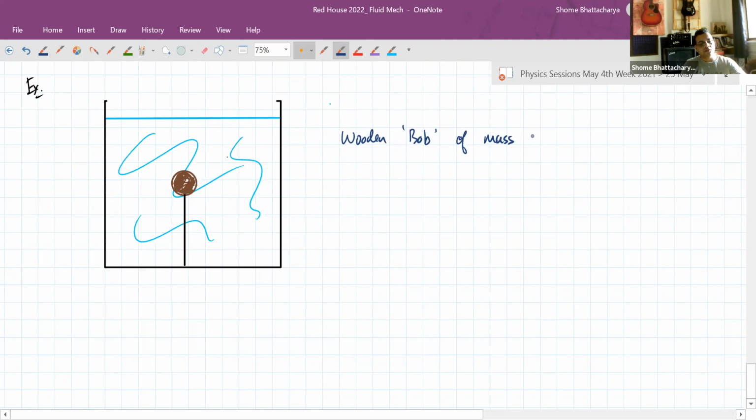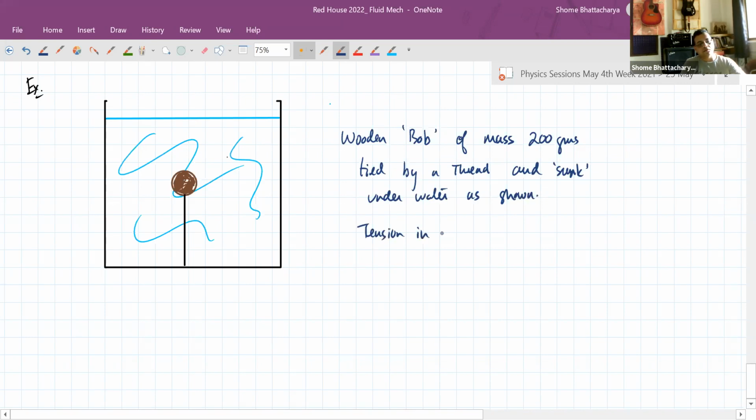Okay. So we have a wooden bob of mass, let's say 200 grams, tied by a thread, and sunk underwater as shown. Okay. Now in this case, the tension in the thread is observed to be 2.4 newtons, taking g as 10 meters per second square. Okay, now next what is going to happen is that we are going to give the tank a horizontal acceleration.